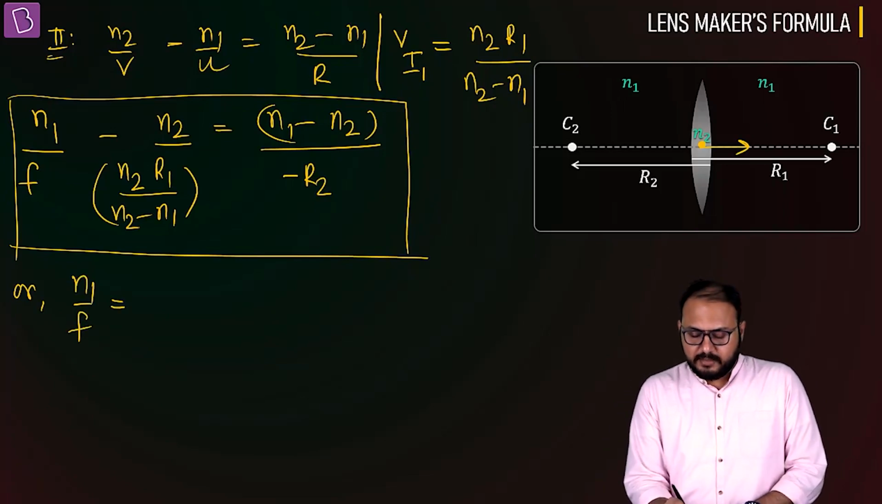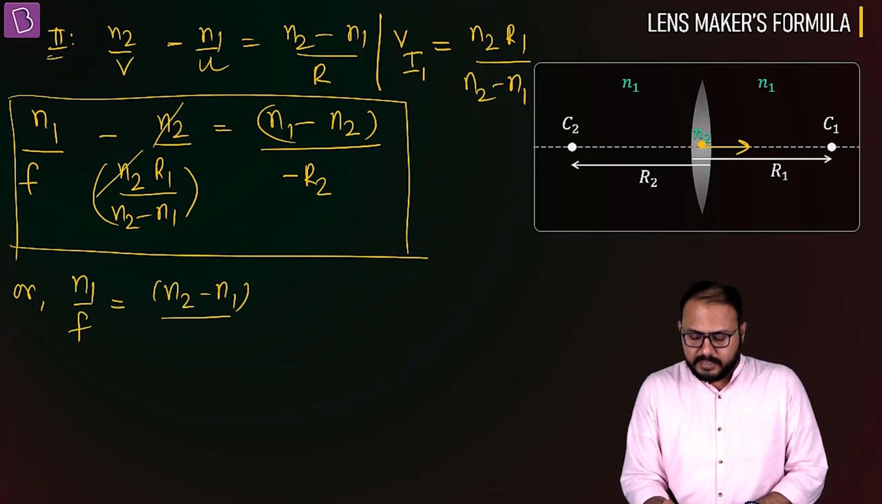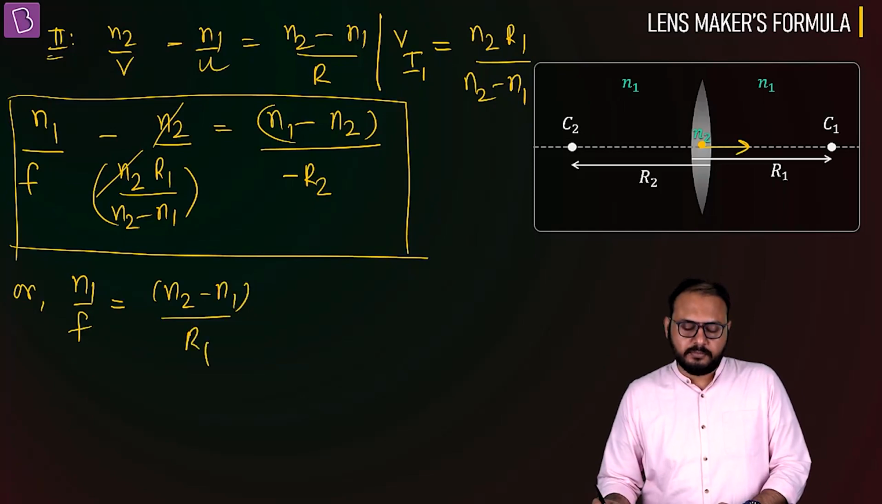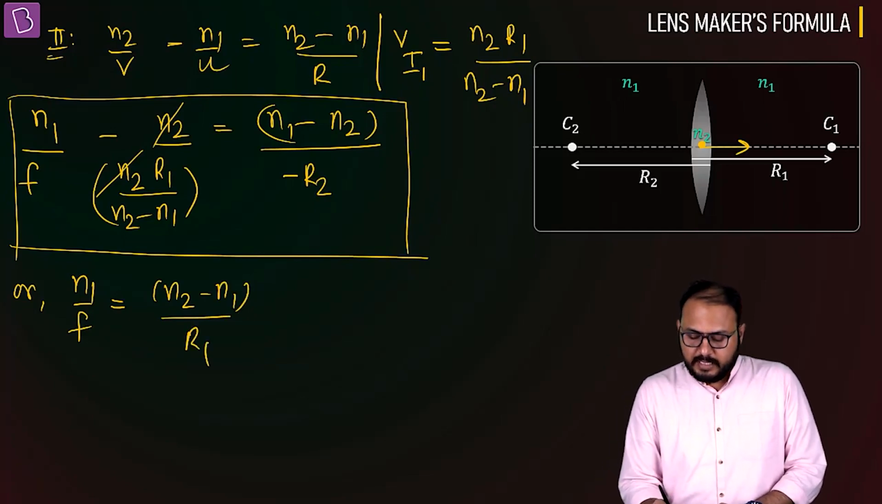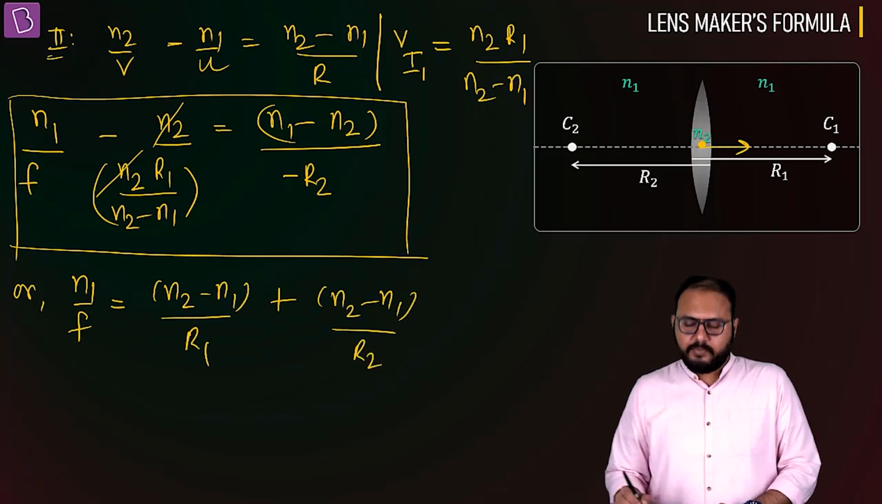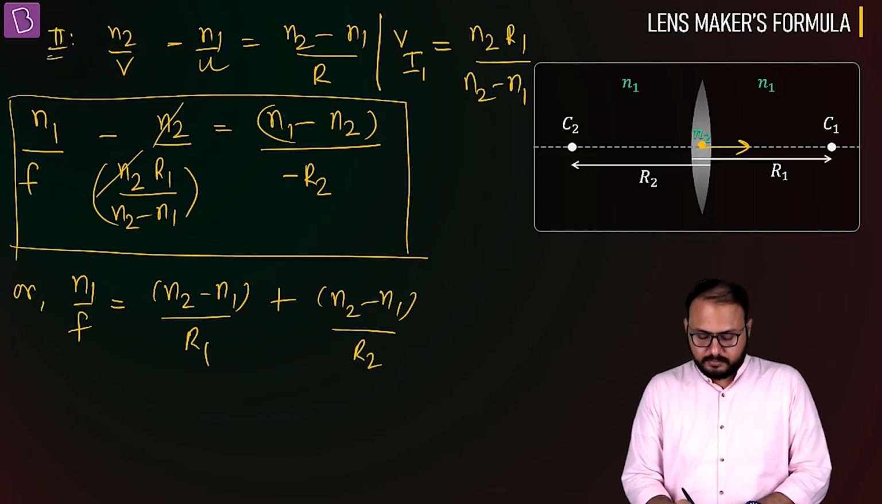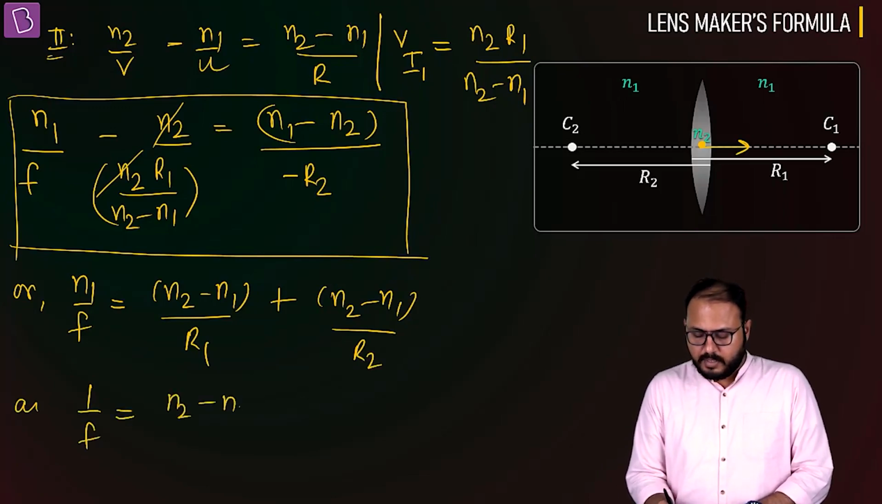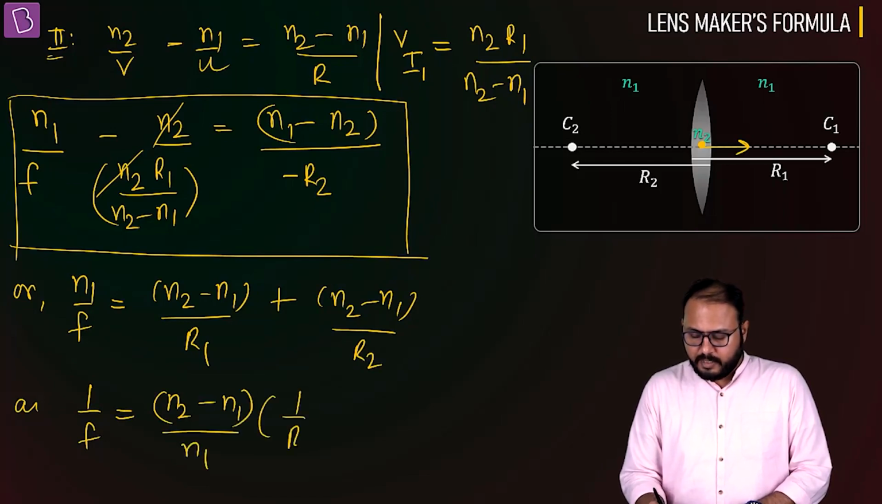Take the terms to that side. So N2 gets cancelled. Equal to N2 minus N1 by R1, and plus N2 minus N1 by R2, equal to N2 minus N1 by N1, times 1 upon R1 plus 1 upon R2. Check.